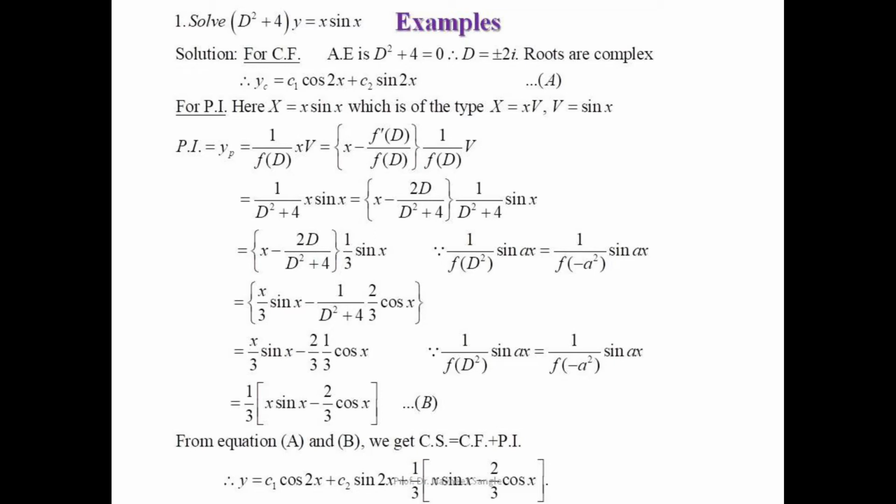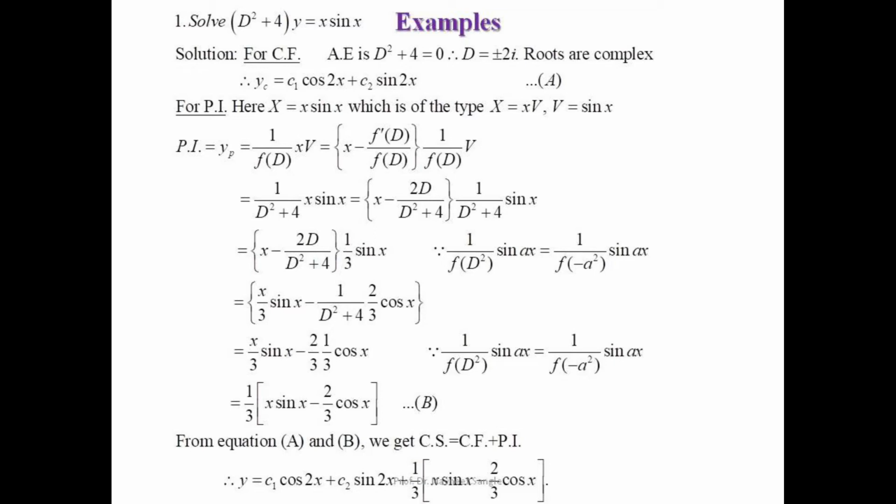So if we put the values in this result, then we get 1 upon D square plus 4 into x sine x, which is equal to x minus, so the f of D value is D square plus 4 and its derivative is 2D, that's why the numerator is 2D. After bracket 1 upon f of D, which is D square plus 4, into sine x. So first simplify the outside bracket term. The outside bracket term is 1 upon D square plus 4 into sine x.